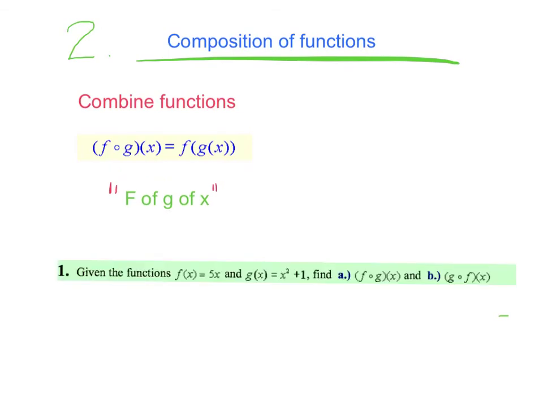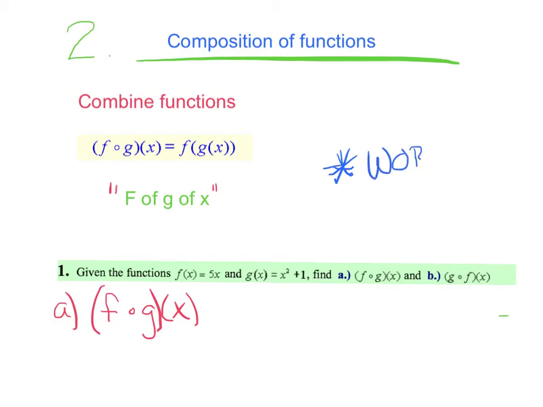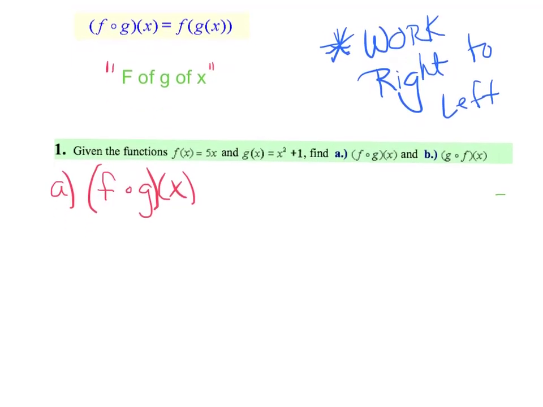Example 1. Given the functions f of x equals 5x and g of x equals x squared plus 1, we're going to find two things. Let's start with a. And again, just practice reading it out loud. It says f of g of x. Okay, f composed of g of x. Now the whole key to composition of functions is you're actually going to work right to left. So let's put that in our notebook there. Work right to left.